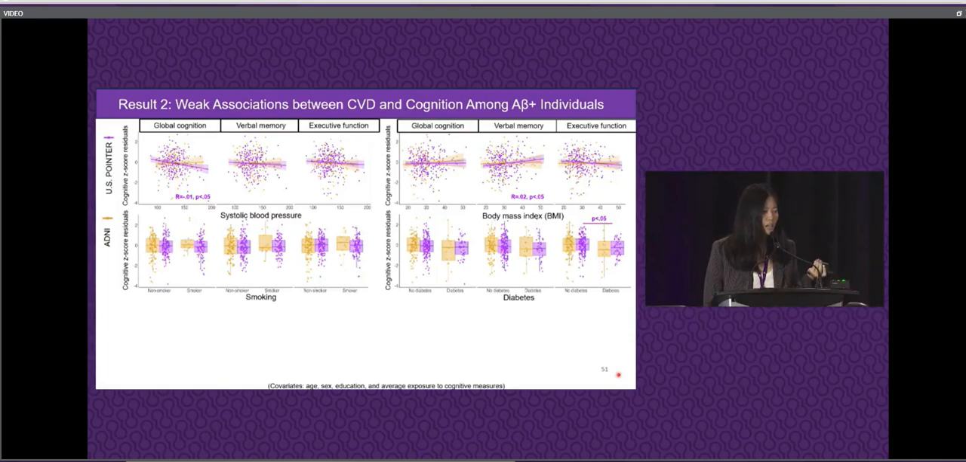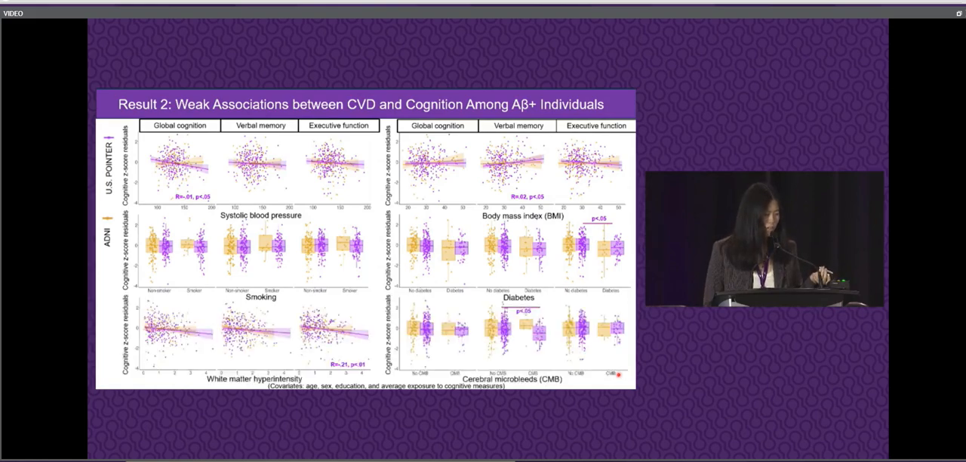And for smoking, the three cognitions did not differ between the two smoking groups. For diabetes, executive function performs better in the pointer participants without diabetes compared to their counterparts. And we also look at the neuroimaging-based vascular biomarkers. You can see here, the greater white matter hyperintensity volume was associated with worse executive function. And for the CMB, the verbal memory performs better in the pointer dataset only, for the people without CMB compared to those with CMB.